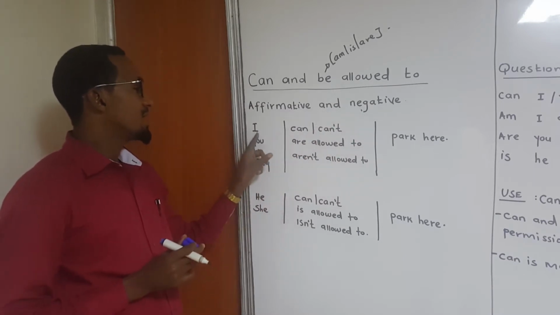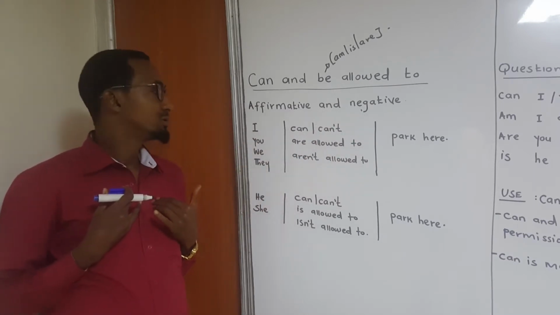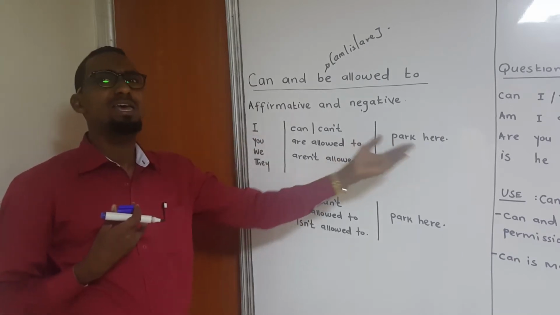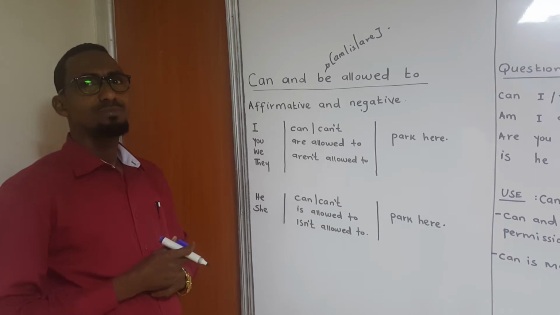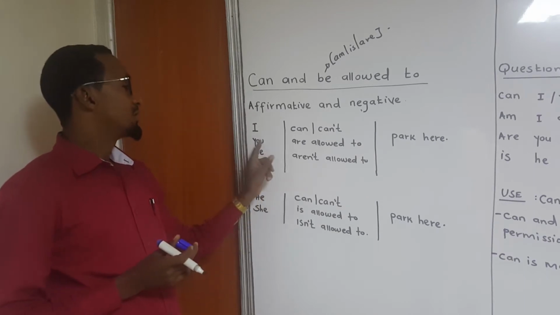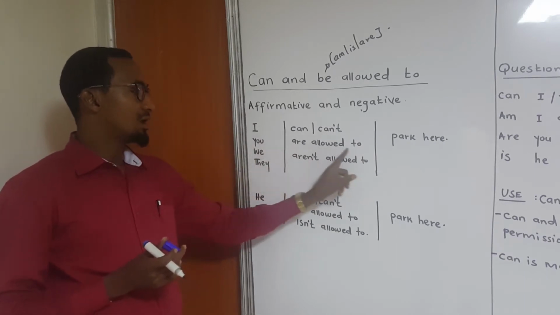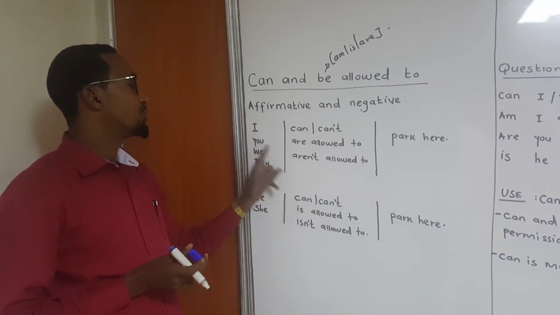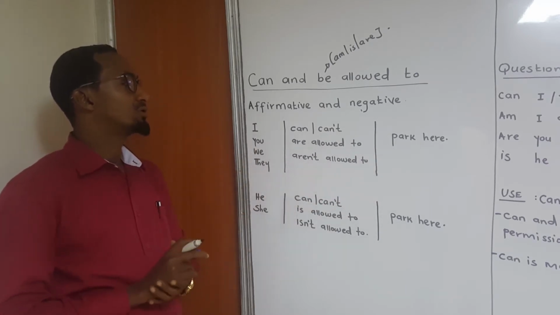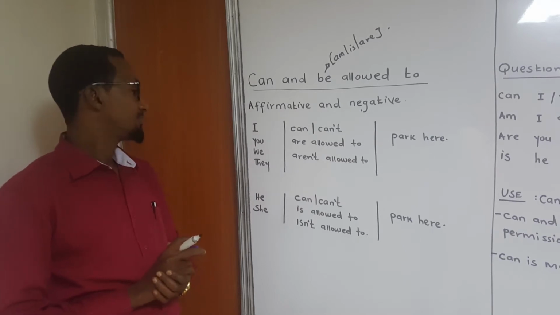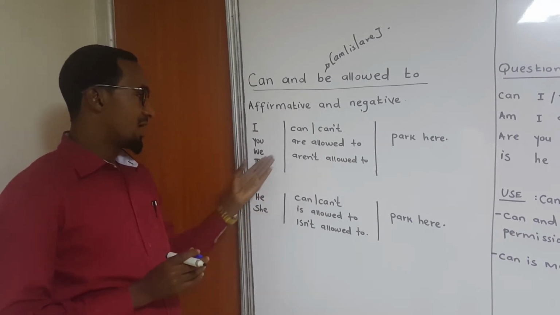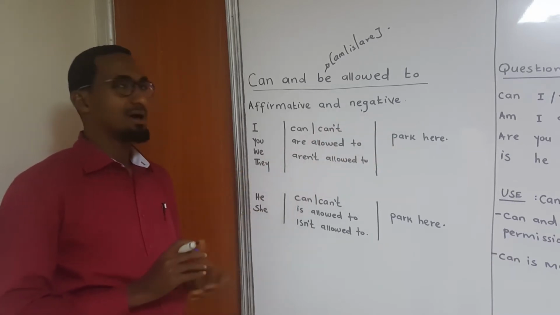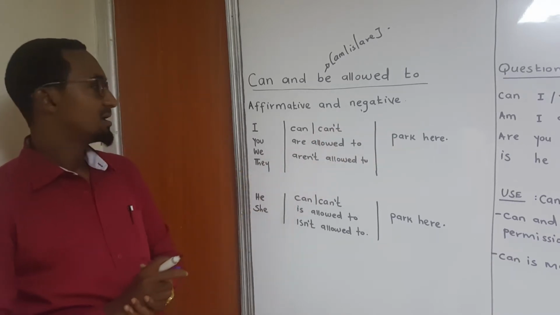I can say, I am allowed. I usually takes am. I am allowed to park here. Or, you are allowed to park here. The negative is, you aren't allowed to park here. We can say also, they are allowed to park here. They aren't allowed to park here.